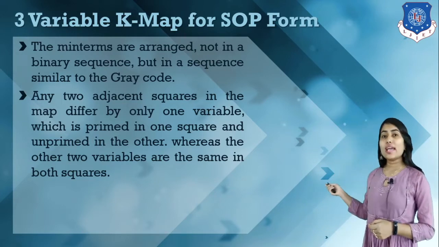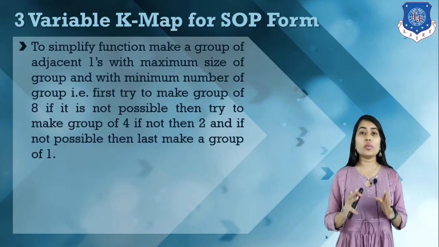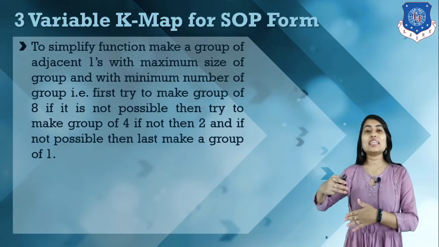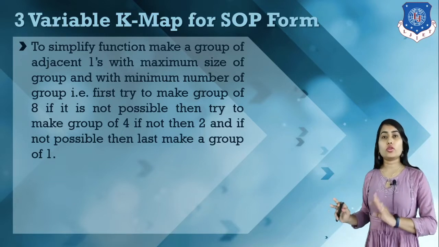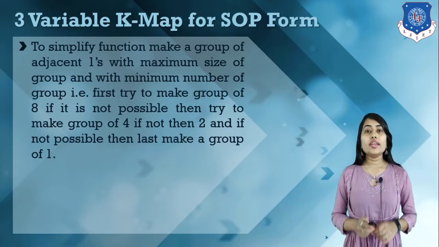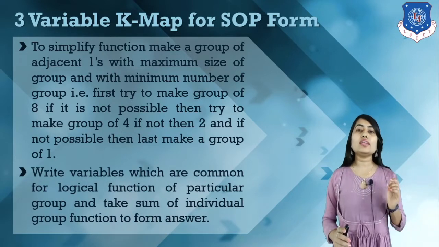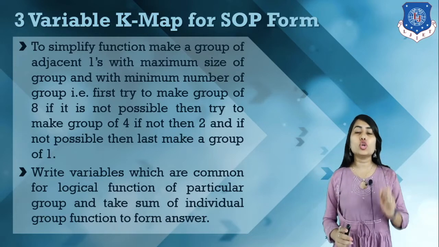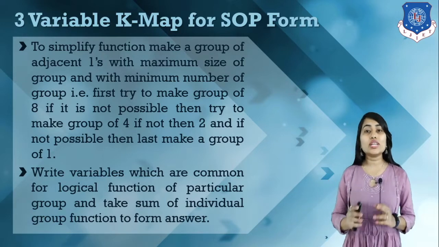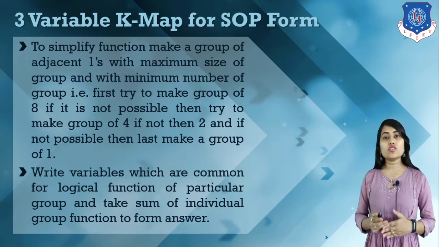As we discussed, we have to make groups in powers of 2: first a group of 8, then 4, then 2, and at last a group of 1 if no other group combination is possible. This is how we can simplify the logical functions. Now after making the groups, write the logical function of each individual group, and then take the OR of all the individual group functions. So we have our simplified logical function output. This is how we can simplify logical functions for 3 variables.